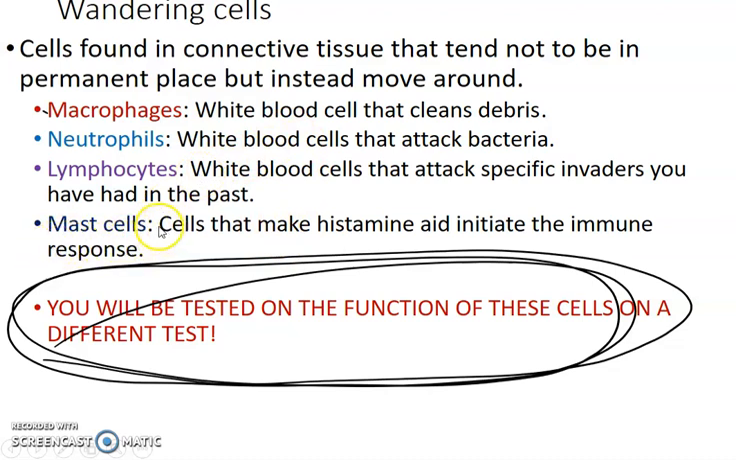Then mast cells, nobody likes them. They make histamine. They're found in your eyes and your nose. Yes, they make your eyes and nose water. They're actually supposed to initiate an immune response.